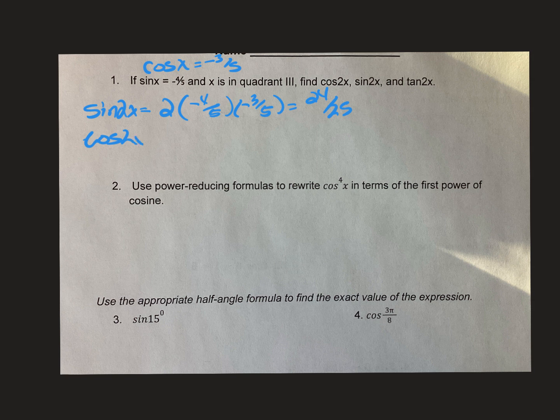Cosine 2x, you have 3 options. I'm going to go with the option of cosine squared minus sine squared. If I square cosine, I'm getting 9/25. If I square sine, I'm getting 16/25. Subtract those, get negative 7/25.